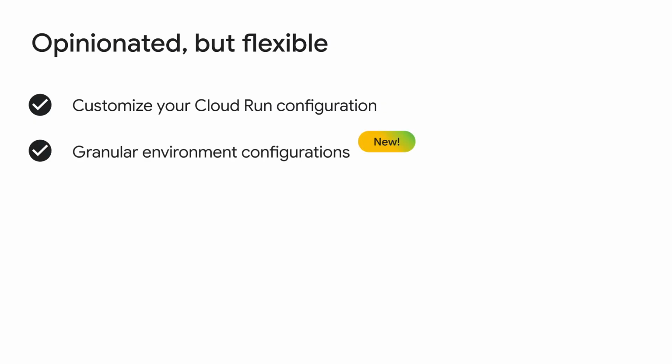We also support granular environment configurations. Not only can you define multiple environments for the same codebase, you can control where each environment variable is used, either at build time or runtime. This gives you more control over how your secrets and data are being handled, ensuring they aren't accessible in more places than they need to be.